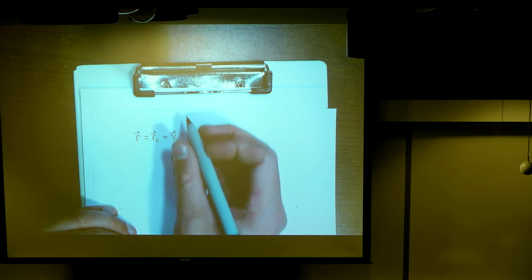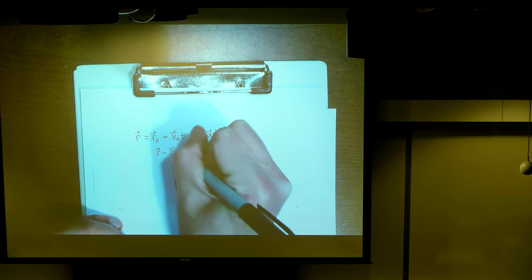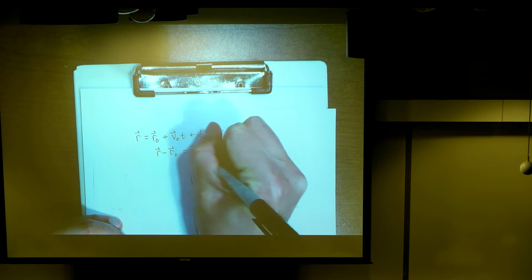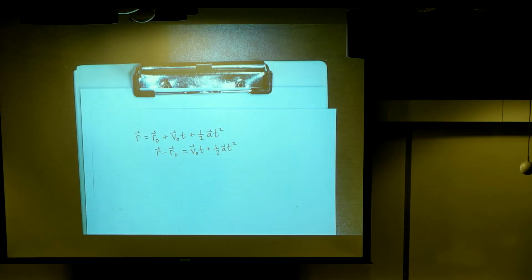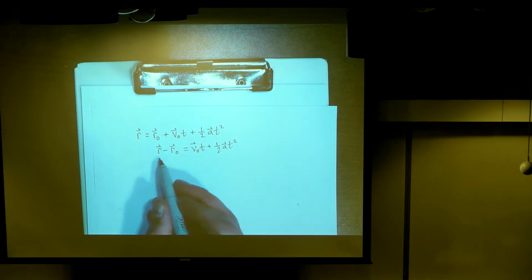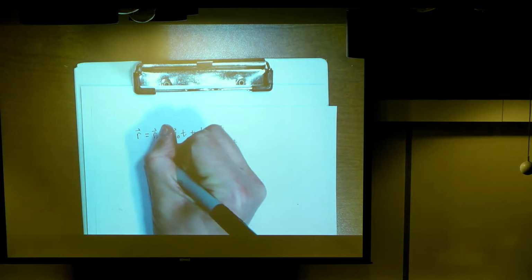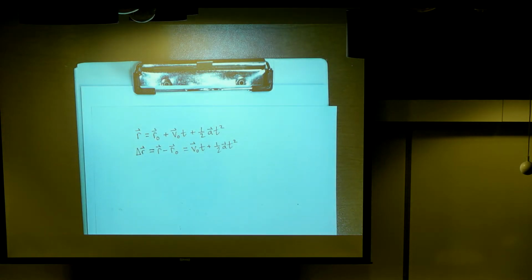Let's subtract initial position r naught from both sides. So now what we have is r minus r naught equals everything else that's here, which is v naught t plus 1/2 a t squared. So when I take r minus r naught, that's final position minus initial position, what do we call that? Displacement? That's what we call displacement, which is given by delta r. Okay, so this is an equation for the displacement of the pebble as it goes down the slope, basically. Okay?